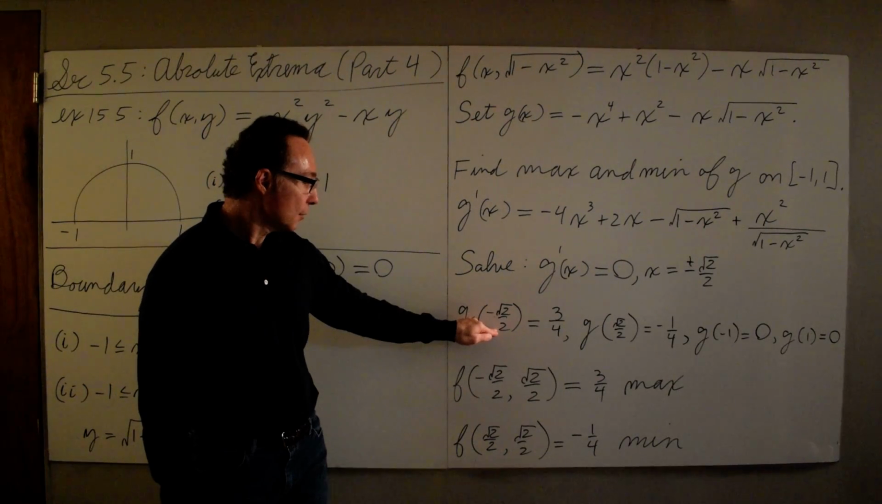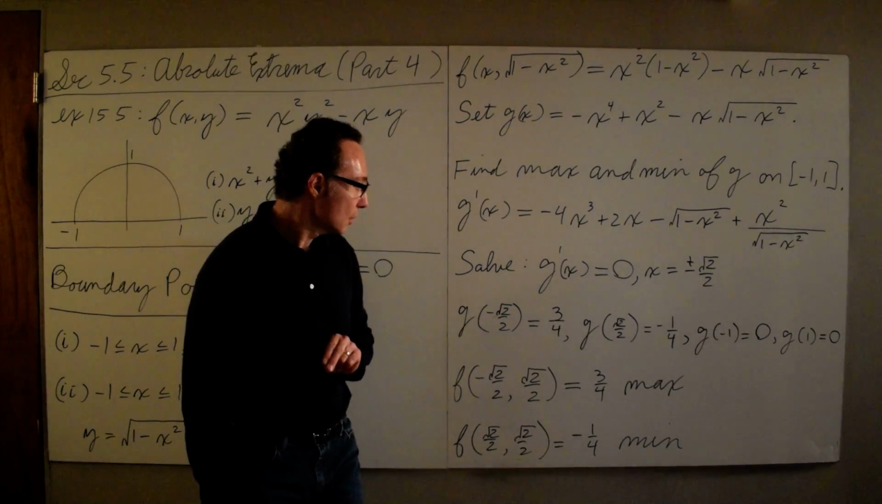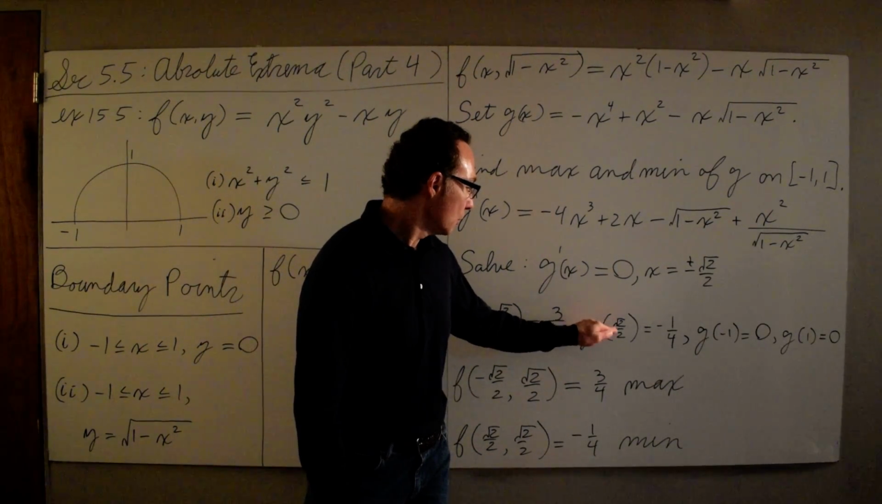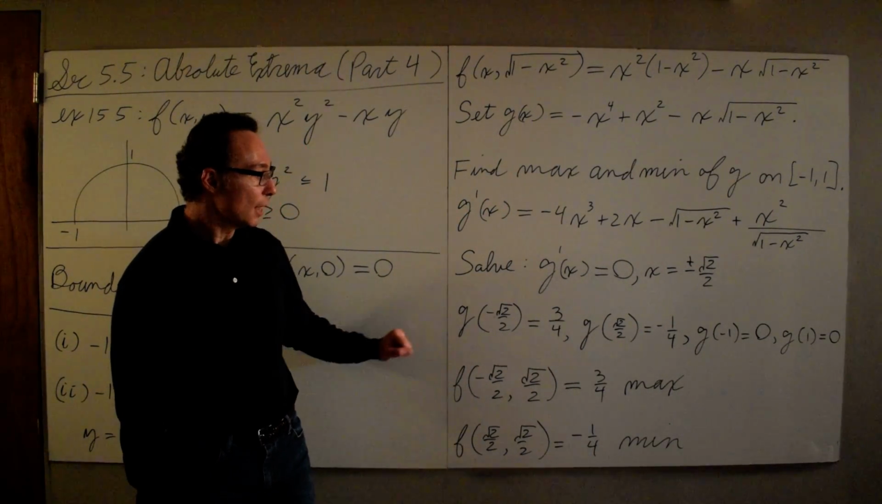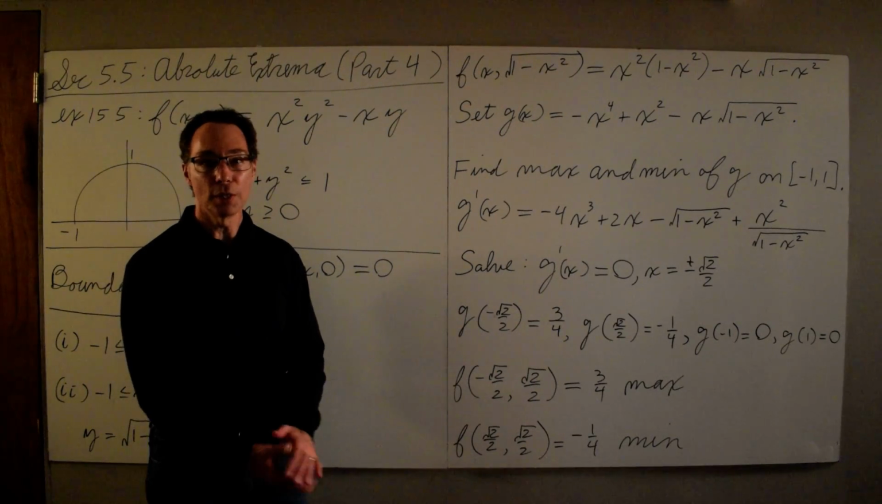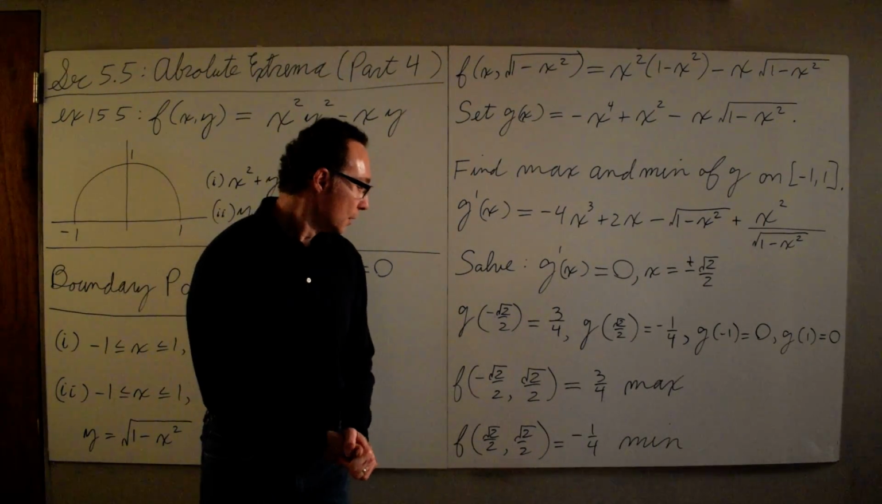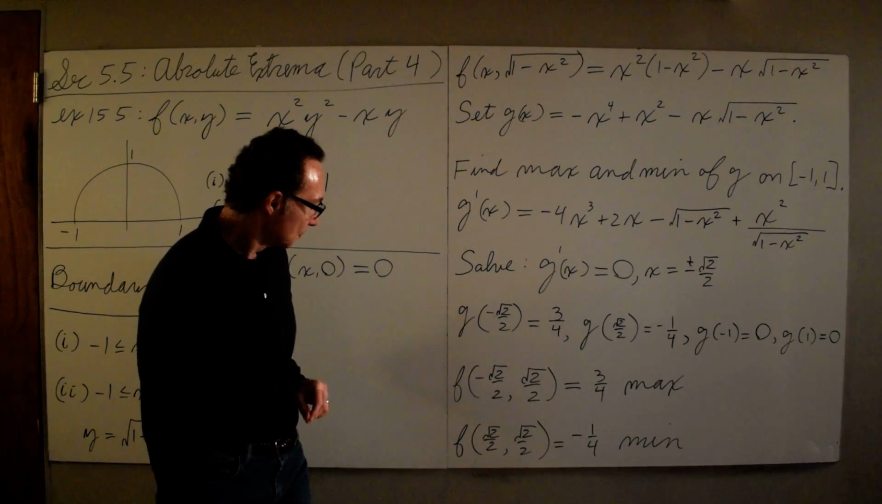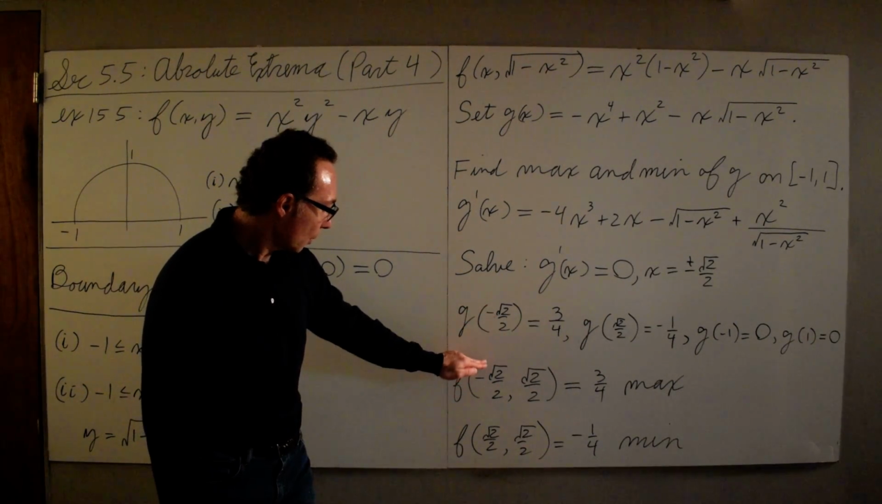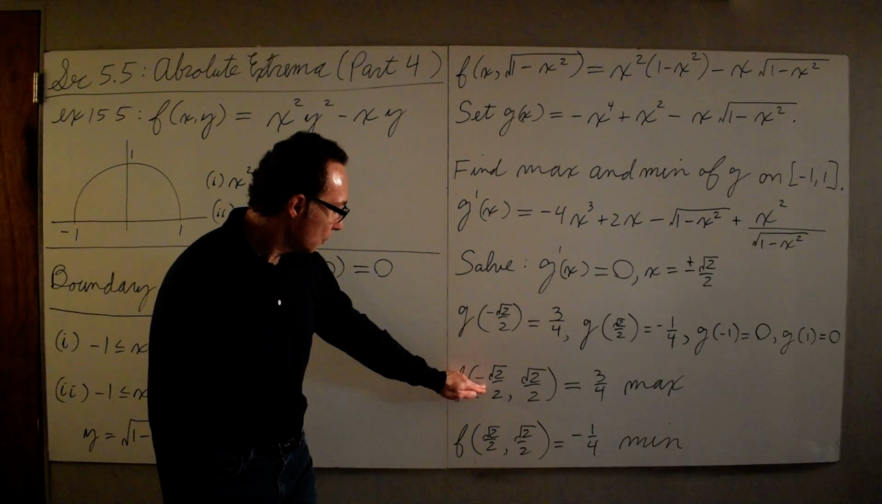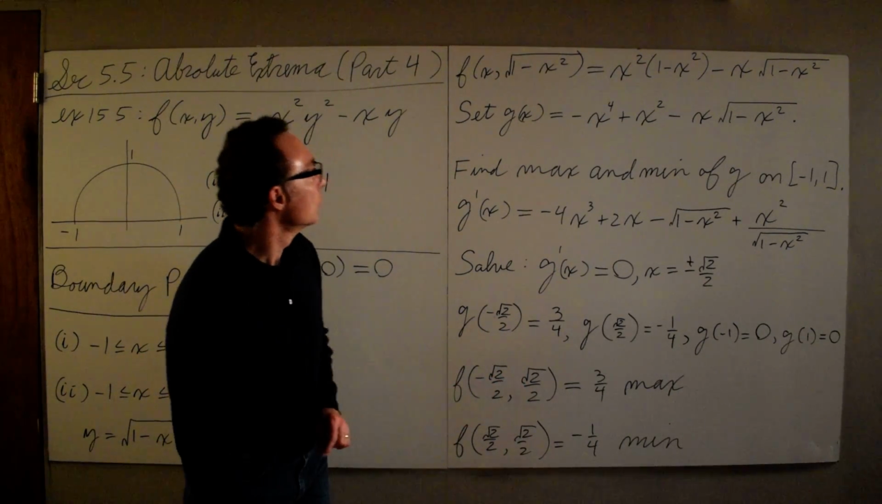g of negative square root of 2 over 2 is 3/4. g of square root of 2 over 2 is -1/4. g of -1 is 0. g of 1 is 0. So g of negative square root of 2 over 2 corresponds to f of negative square root of 2 over 2, square root of 2 over 2.